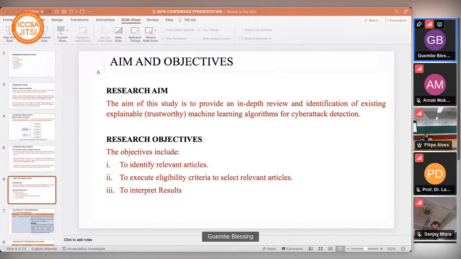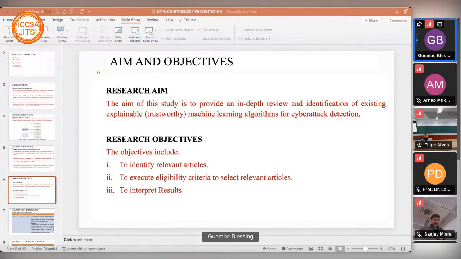Then we execute the eligibility criteria in Objective 2. This criteria enables us to select relevant articles. Then we also expand the search query. This involves searching various digital libraries as earlier mentioned. Then we synthesize and analyze the articles. Then finally we report the findings.